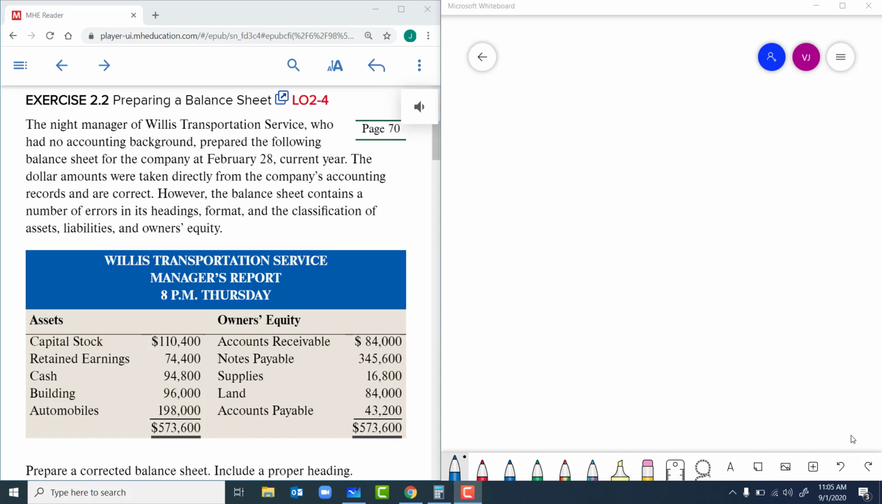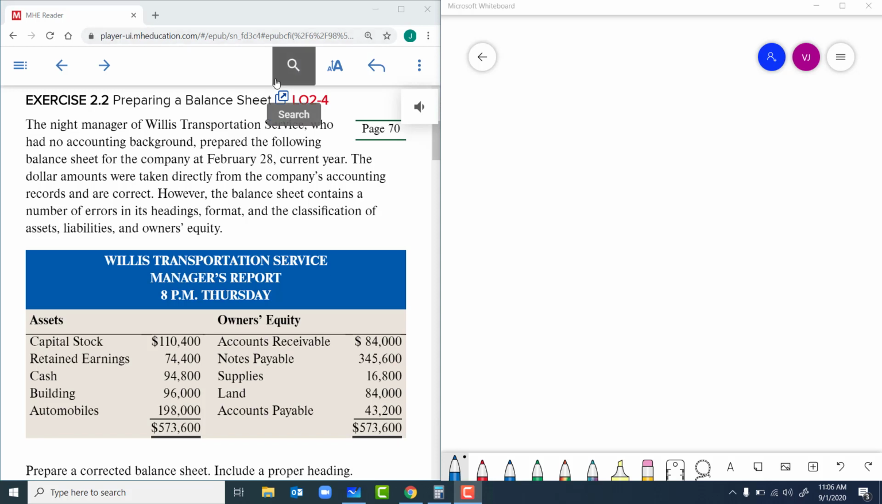Hi class, so I want to make a video showing an example of how to prepare a balance sheet, then prepare an income statement, and then prepare a statement of cash flows. The first one I want to look at is the balance sheet. Hopefully this example will help you tackle your homework for chapter 2 and get that successfully completed. So for this one, we're looking at exercise 2.2.